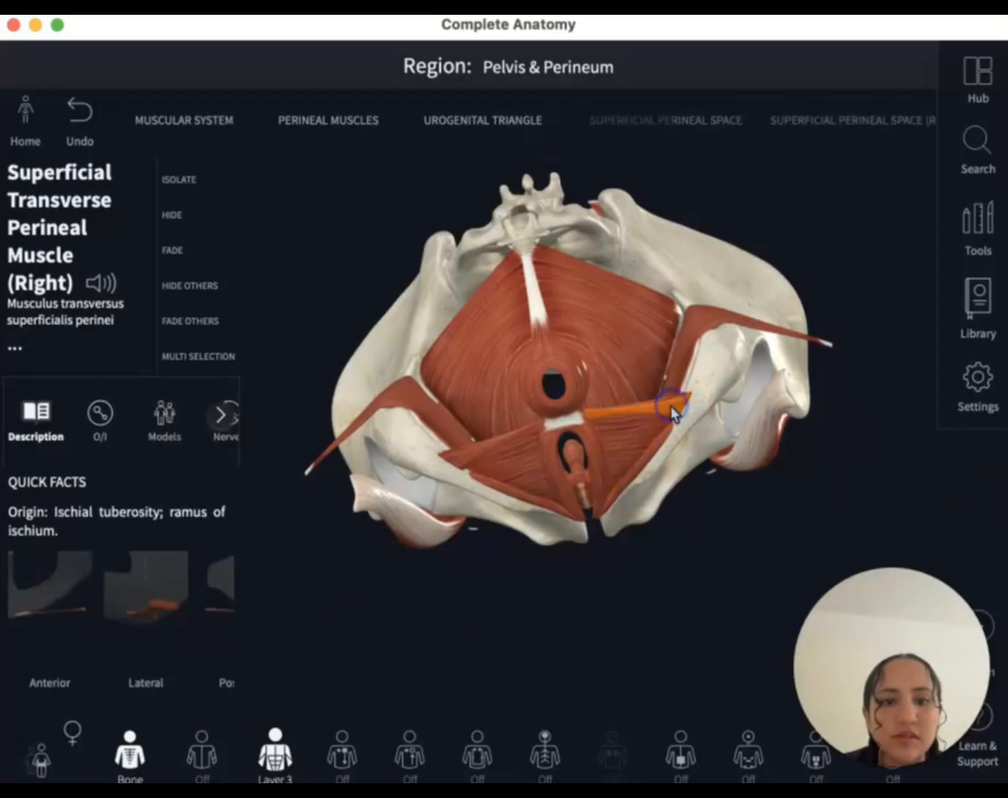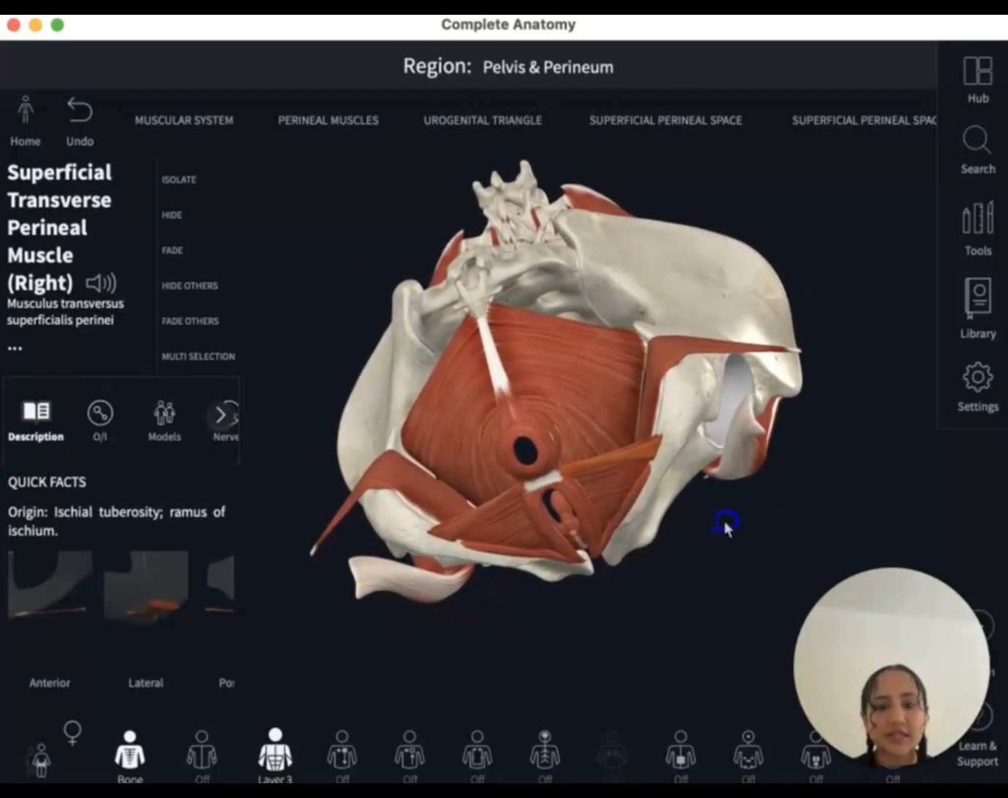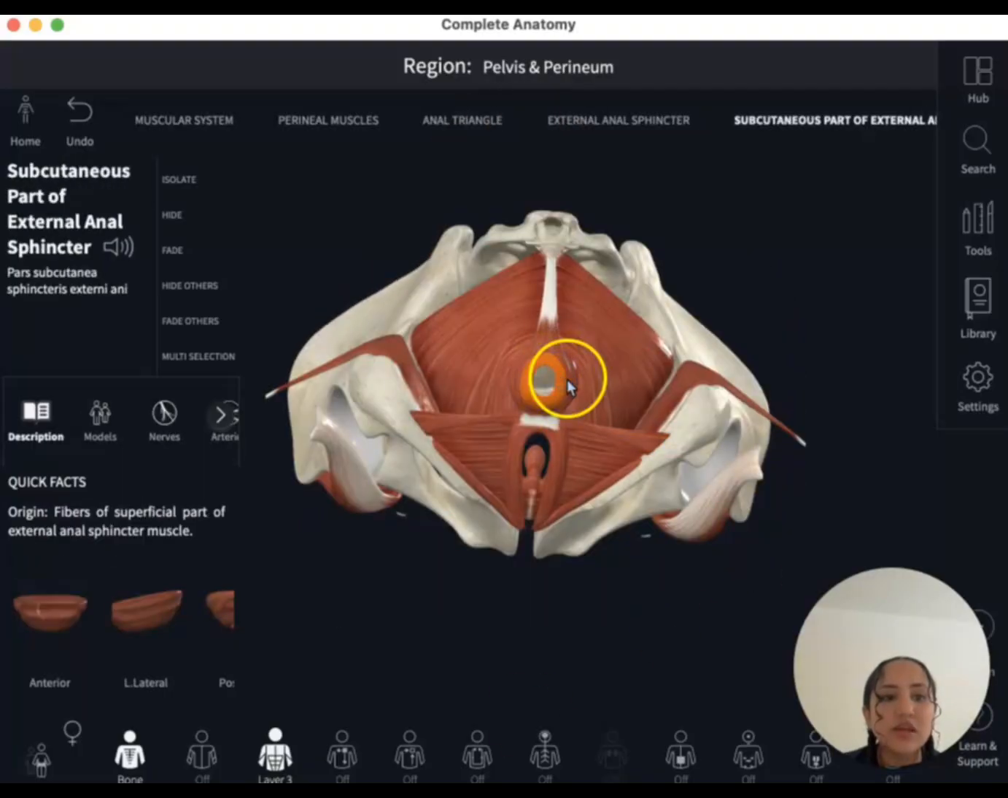Next one is going to be this one right here. This is the superficial transverse perineal muscle. The origin is the ischial tuberosity and then the ramus and the ischium. The insertion is the perineal body. The direction of the muscle fibers is that it goes transversely, so it goes across. The action is that it stabilizes the perineal body as well, and then it provides structural support to the pelvic and then the perineal region.